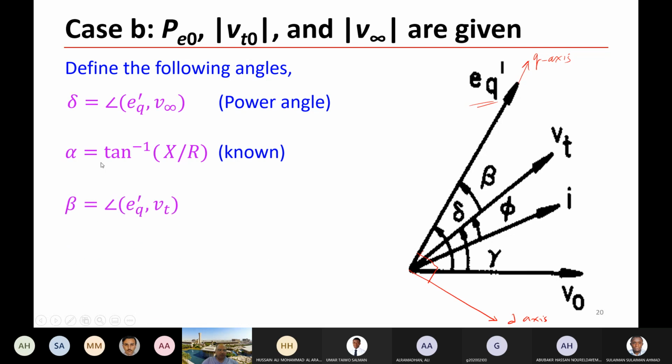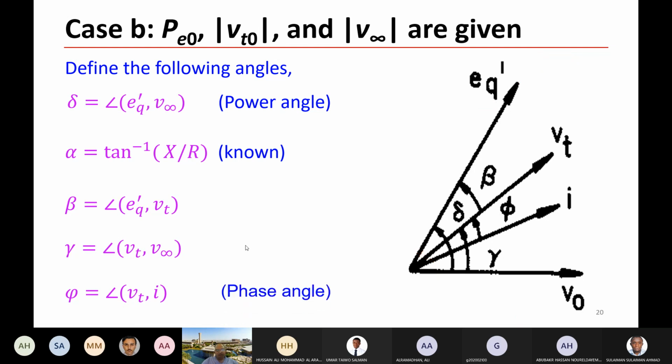Alpha is the angle of the transmission line impedance, X over R, and this is constant and should be known. Most likely it will be 90 if R equals 0, so we have only reactance. This is the definition of beta, gamma, and the phase angle between Vt and I.